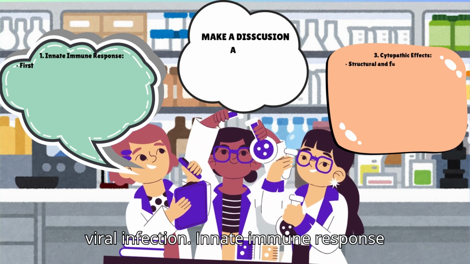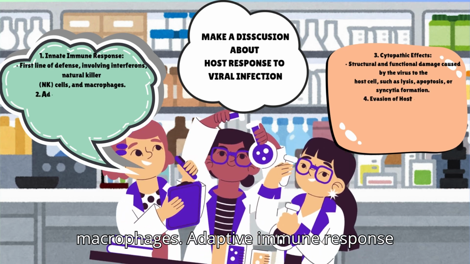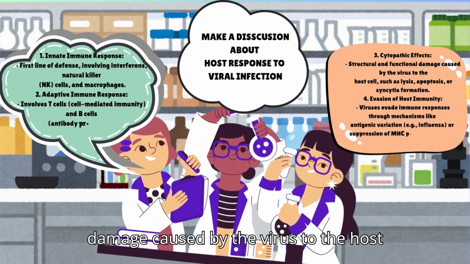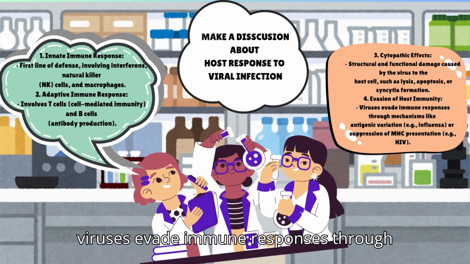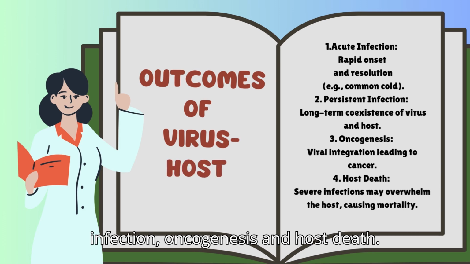Let's discuss the host response to viral infection. Innate immune response is the first line of defense, involving interferons, natural killer cells, and macrophages. Adaptive immune response involves T cells and B cells. Cytopathic effects is the structural and functional damage caused by the virus to the host cell. Evasion of host immunity is where the virus evades immune responses through various mechanisms. Here are some outcomes of virus-host interactions such as acute infection, persistent infection, oncogenesis, and host death.